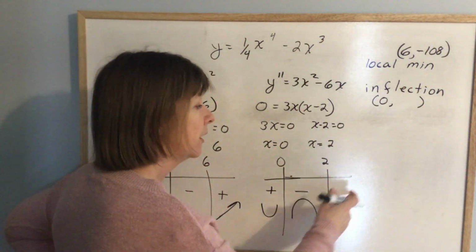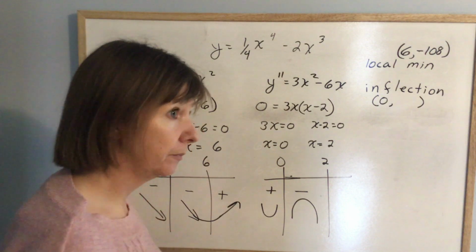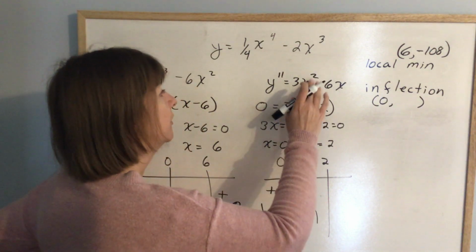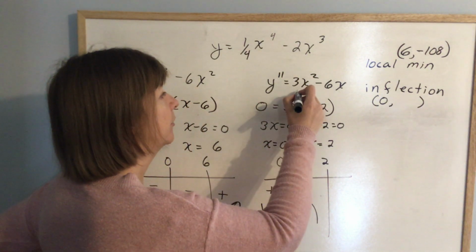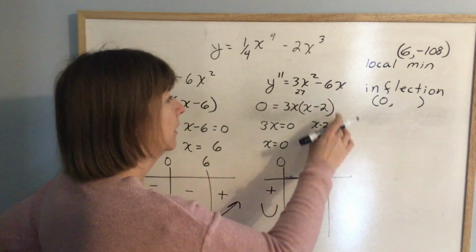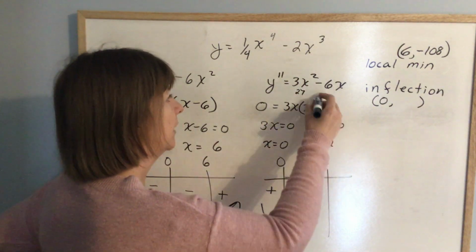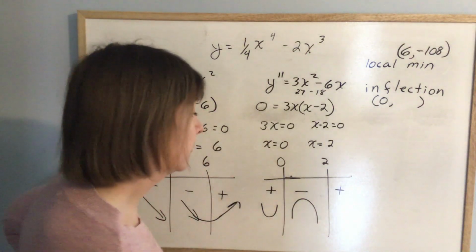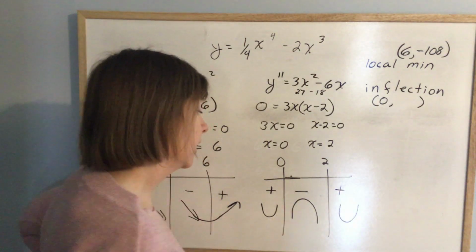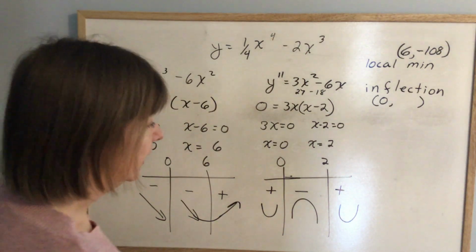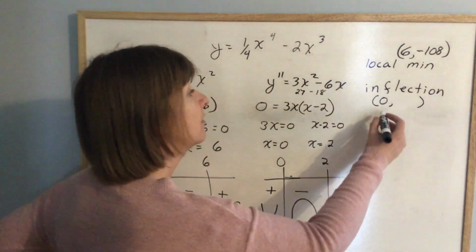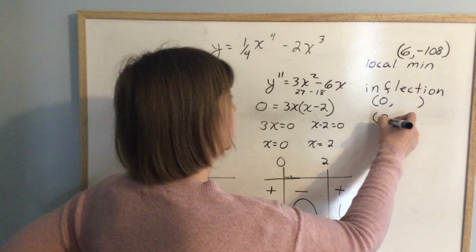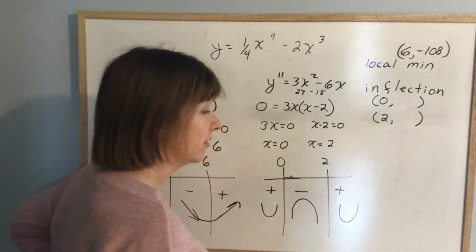Let's continue. I'm going to pick a number bigger than 2, say 3. 3 squared is 9. 9 times 3 is 27. And 6 times 3 is 18. 27 minus 18 is a positive answer, which means it's concave up. So again, it's switched again. So there's a second point of inflection when my x is 2.